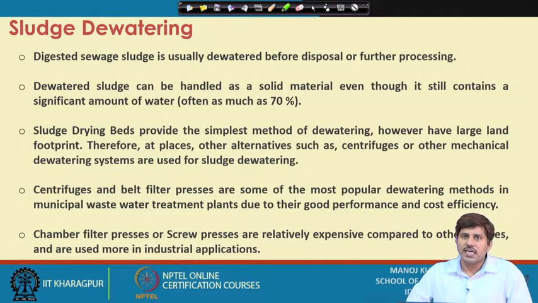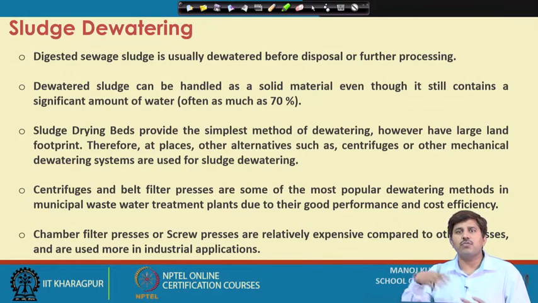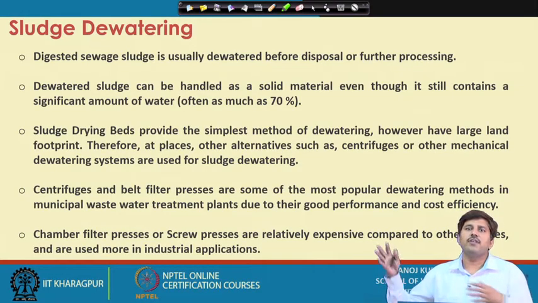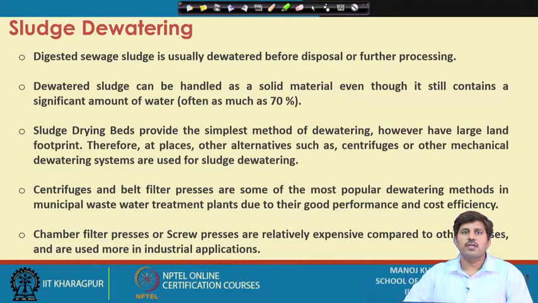But the problem is that it has a very large land footprint, because if you want to use land for sludge drying, you need to allocate a large amount of land where you can spread the sludge. That becomes a challenge, particularly in urban setups where land is a very precious resource and you do not want to waste it just for holding and dewatering sludge. So, that is why at several places alternatives such as centrifuges or various other mechanical dewatering systems are used for sludge dewatering.